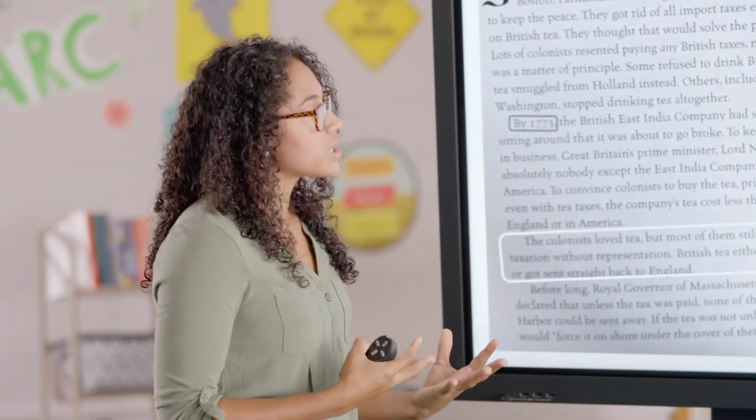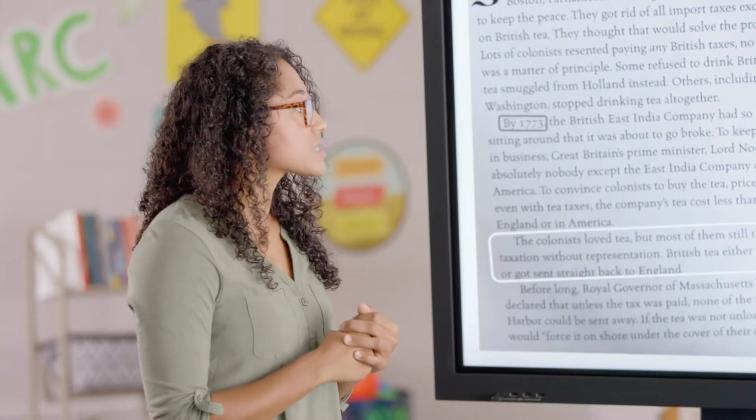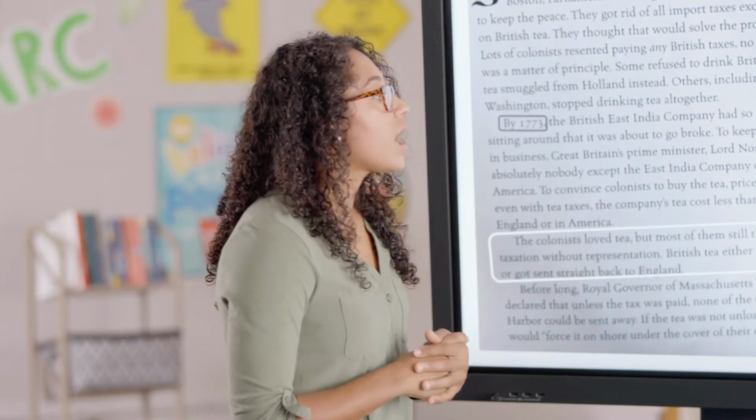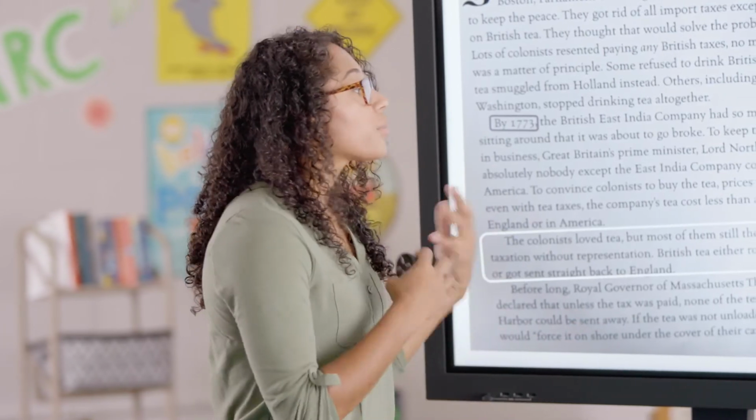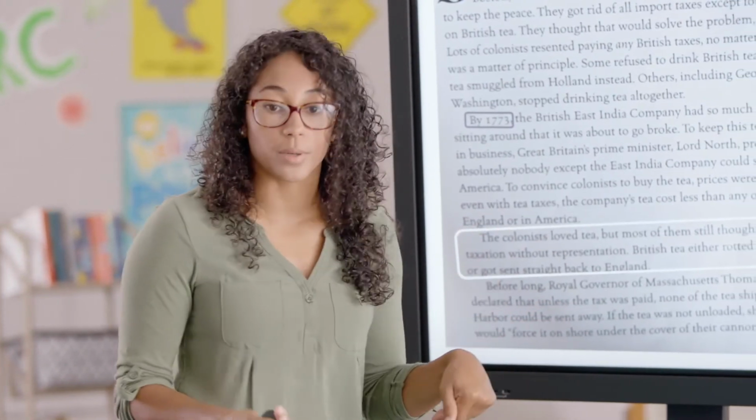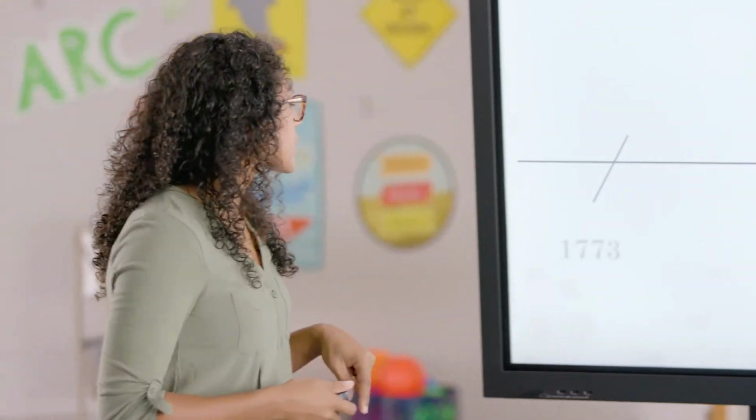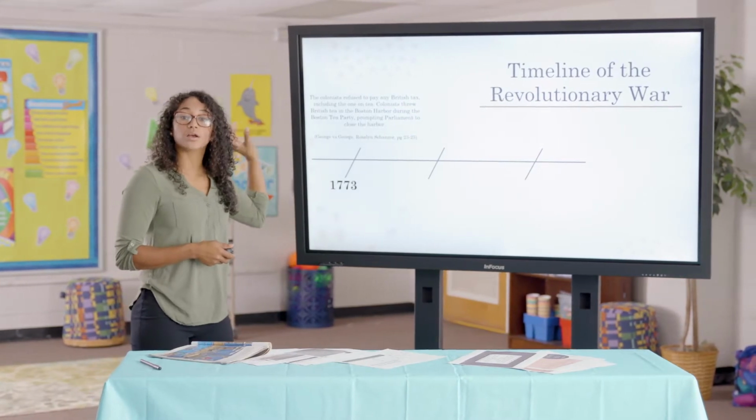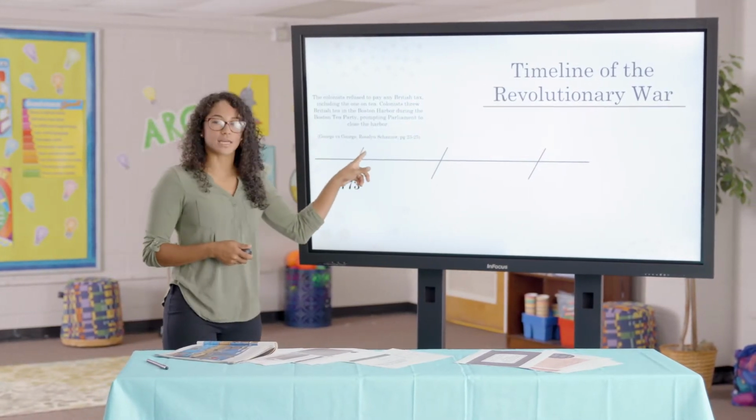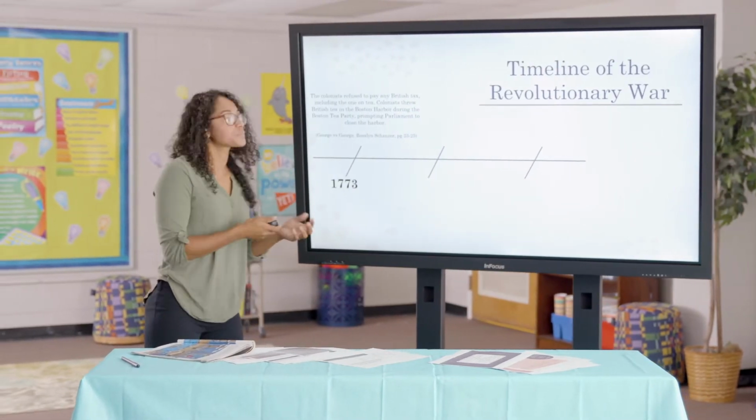So we get to a central idea that the colonists refused to pay any British tax, including the one on tea. Colonists threw British tea in the Boston Harbor during the Boston Tea Party, prompting Parliament to close the harbor. So what we're going to do is add that to our timeline, 1773, and we're just going to insert our central idea, and we're going to add our citation so we know where that happened and what book we found that information in.